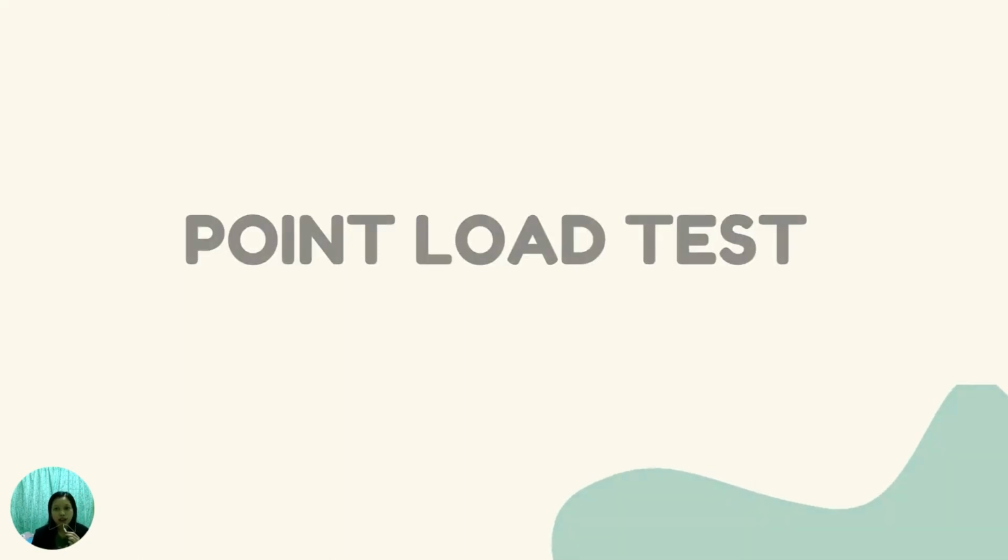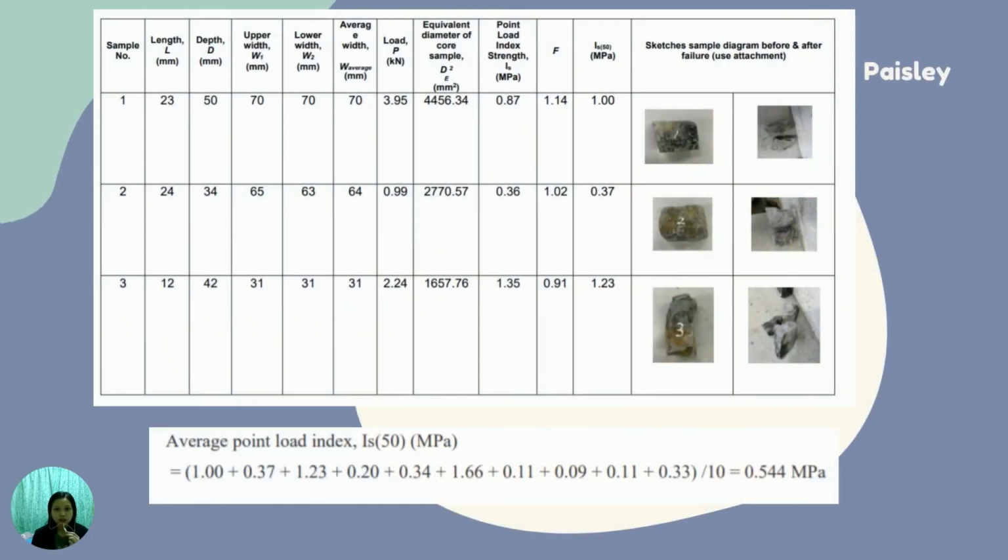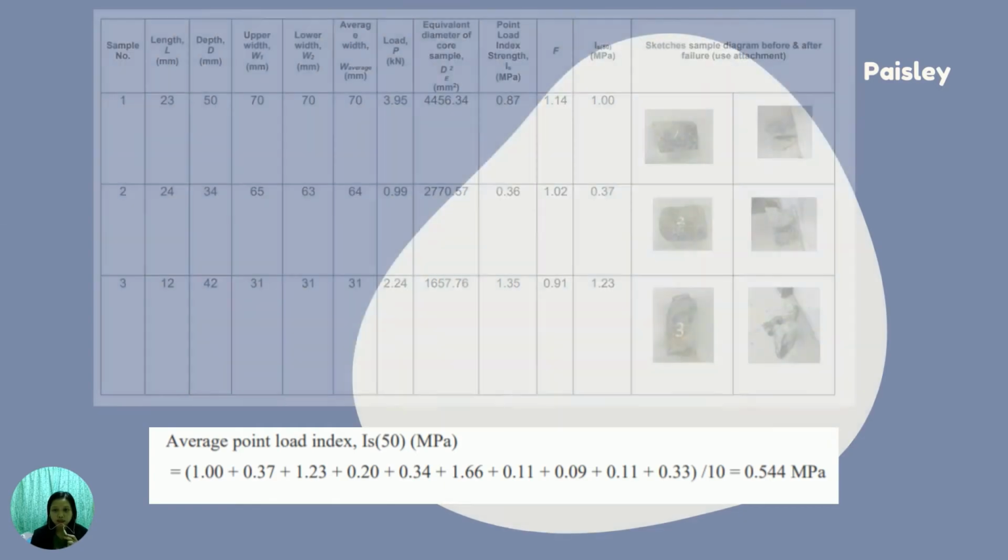Next is the point load test. For this point load test, actually there are 10 samples, but I only take an example picture. And then we calculate, divide by 10, and then we get 0.544 megapascal.